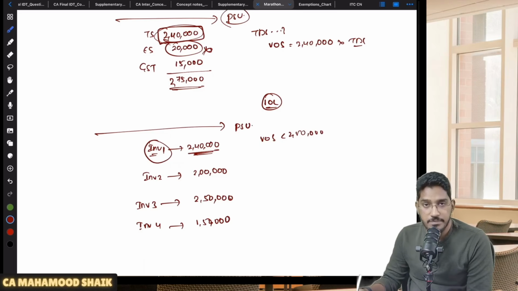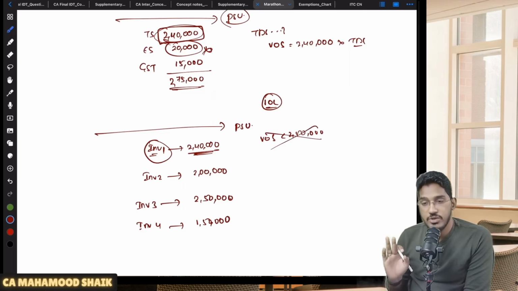Will TDS become applicable? Yes, TDS will become applicable. Why? Because they are not asking you to check the invoice value.